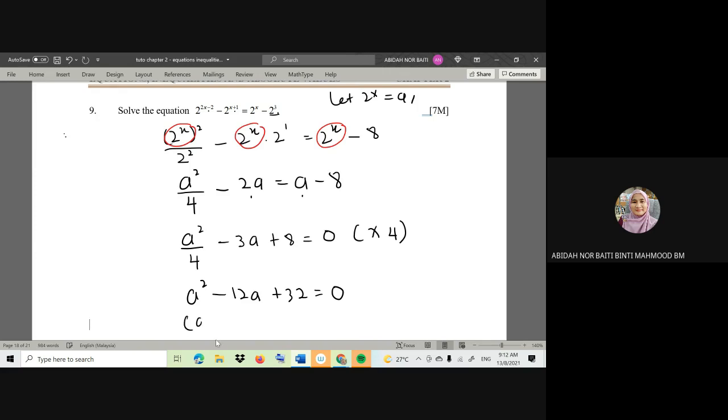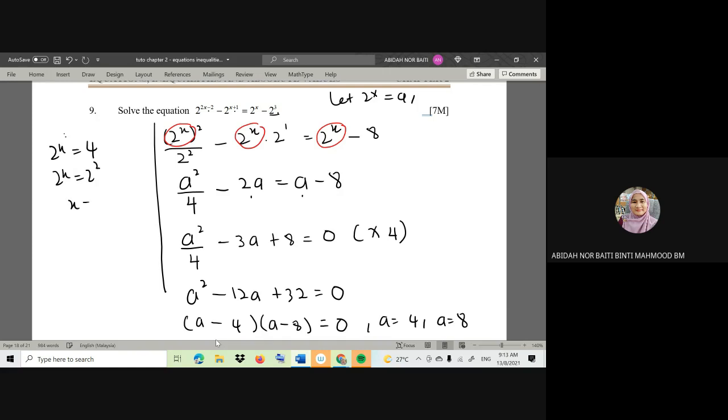Then we factorize lah. Apa dia punya belakang ni? 8 dengan 4. 4 and 8, yes. Okay, so your a, 4 and 8. So masuk balik dalam yang kita buat assumption tadi. Senang je kan? 2 power of x equal to 4. 4 is 2 squared, x is 2. Another one, 2 power of x is 8. 8 is 2 cube, x is 3.